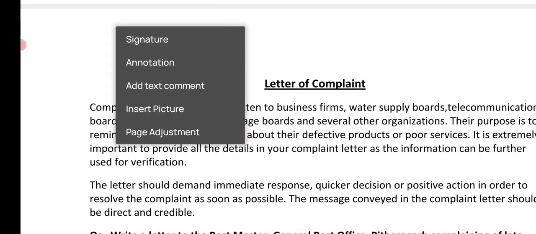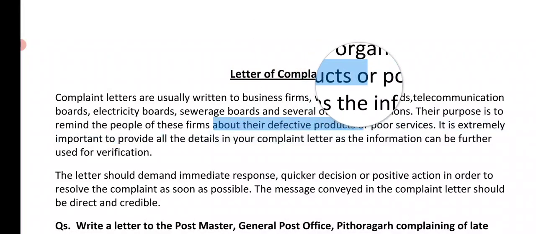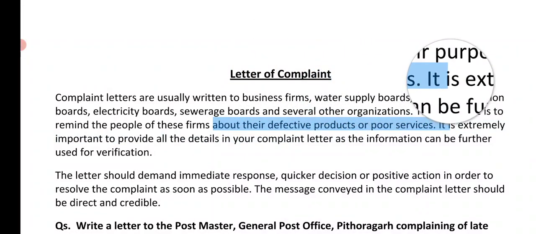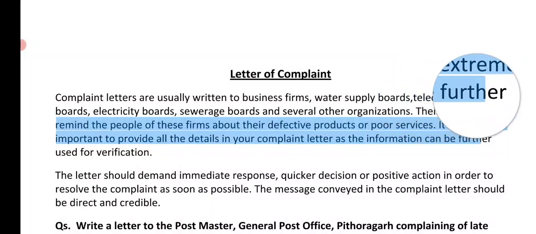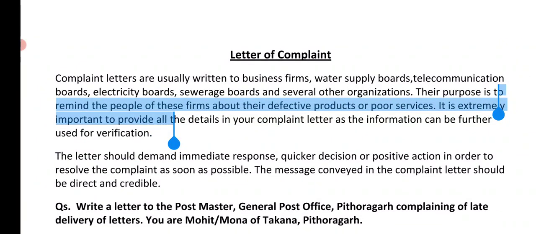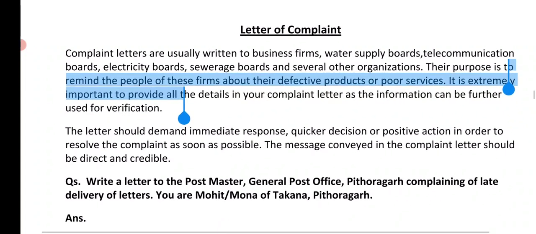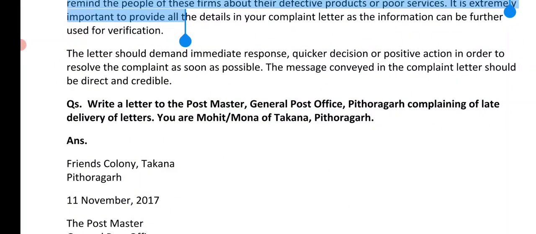And then the letter of complaint. Complaint letters are usually written to business firms, water supply boards, telecommunications, electricity boards, sewage boards, and several other organizations. Their purpose is to remind the people of these firms about their defective products, right? When you're not happy, when the products are not good or defective, you write. So it is extremely important to provide all the details in your complaint letter, as the information can be further used for verification. So the letter should demand immediate response, quicker decision, positive action in order to resolve. So you're complaining, but the language has to be polite, right? Direct. So let's take one example here.